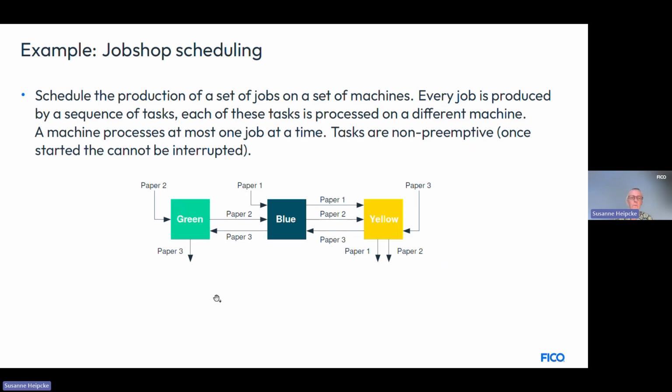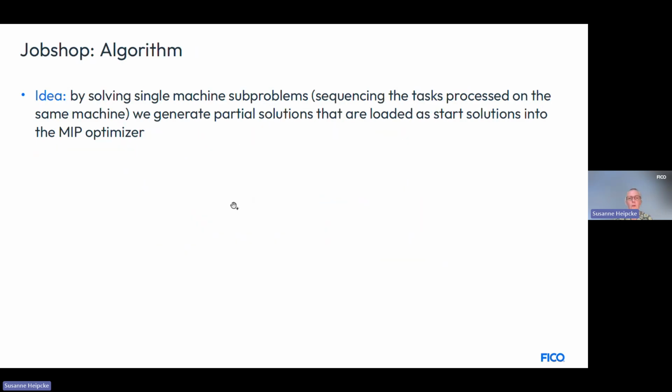An example here: we have the job shop problem. This is for printing wallpaper that has different color schemes, so they have green, blue, and yellow printing, and they run in different orders through the different machines. And of course, the machines process one job at a time, and once the wallpaper is running through, it cannot be interrupted, so it is non-preemptive.